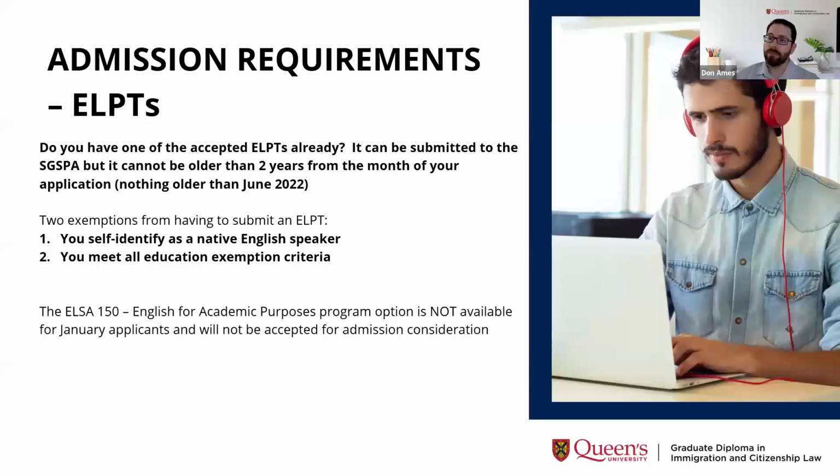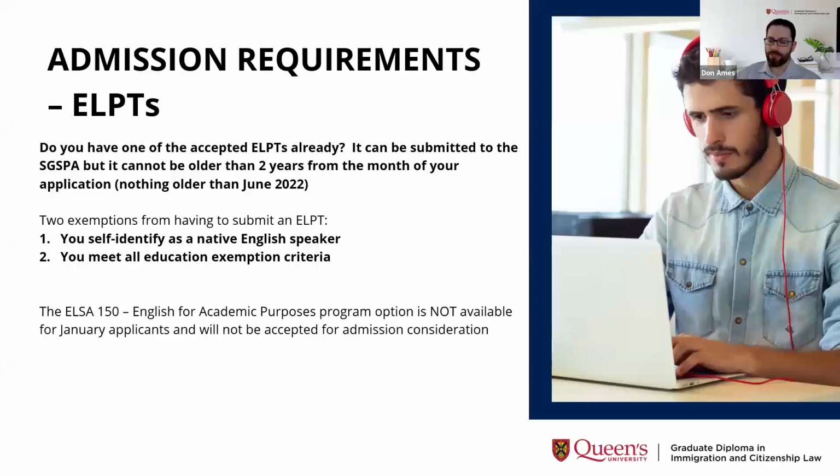If you have one of the approved scores, if it's within a 2-year window from the month of your application, so at this point, anything from July 2022 up until now can be utilized for the admission review process. Anything older than July 2022 cannot be utilized. You'll have to get an up-to-date ELPT score.